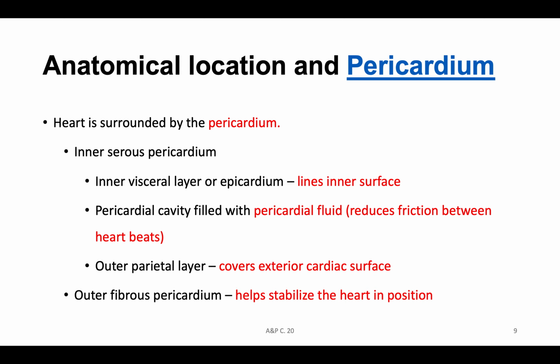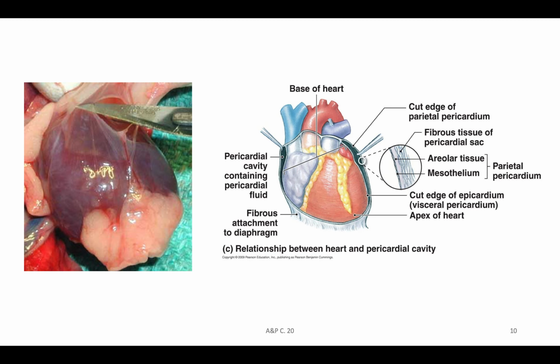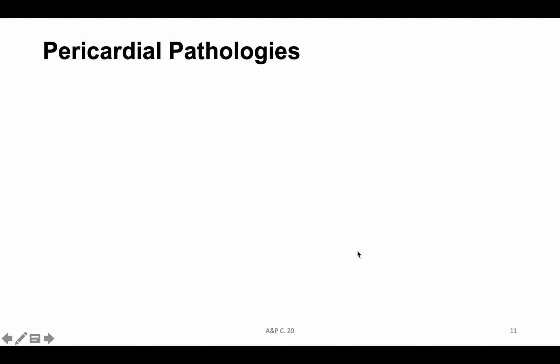And then you have the outer layer of your pericardium. This outer fibrous layer is going to surround the serous layer and just helps hold your heart in place. In this picture of the heart, you can see that this person is cutting away the pericardial membrane, the pericardium. And the other picture is showing you where the pericardial fluid would be and how it's attached to other structures in our body so it holds our heart in place.